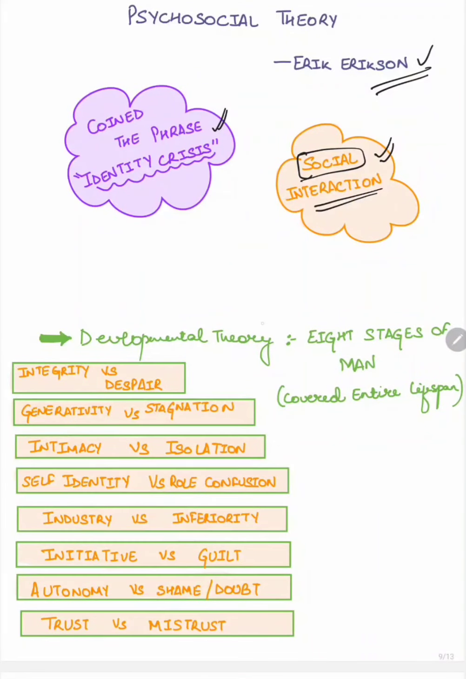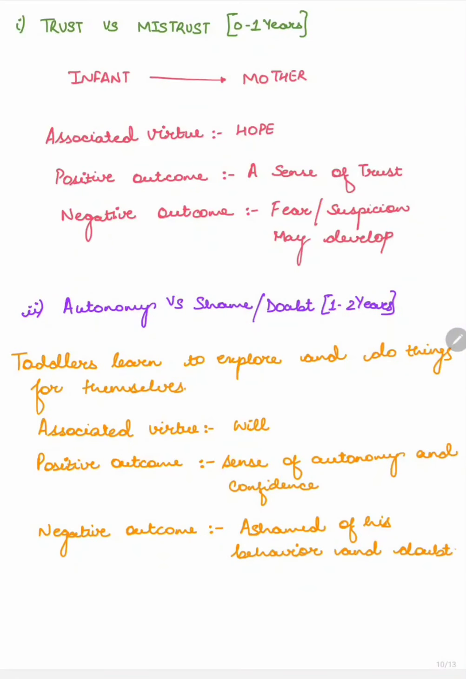So he proposed a developmental theory which covered all the 8 stages of man. Basically, it covered the entire lifespan of a person. So these stages were trust versus mistrust, autonomy versus doubt, initiative versus guilt, industry versus inferiority, self-identity versus role confusion, intimacy versus isolation, generativity versus stagnation, and integrity versus despair. So let us discuss one by one.